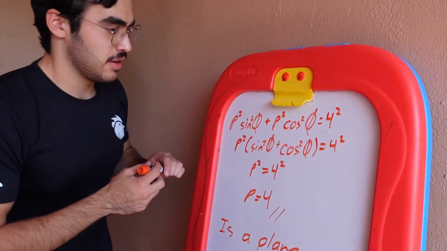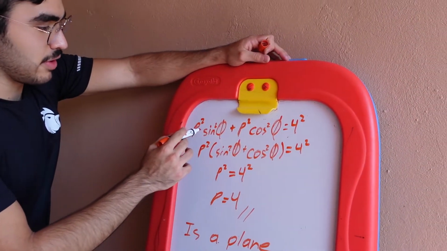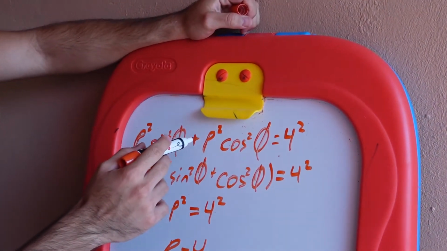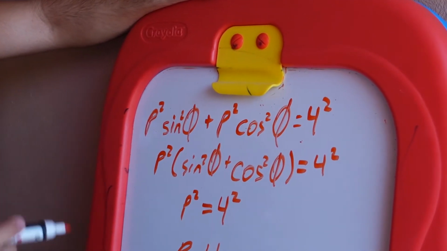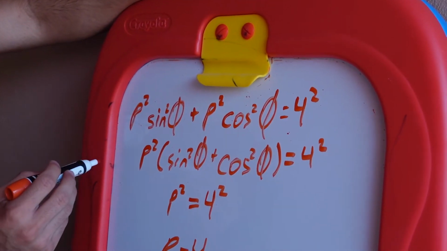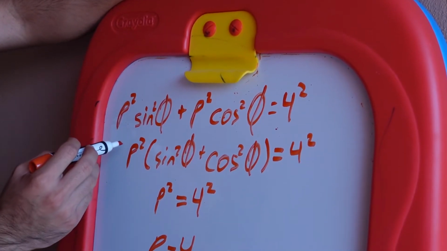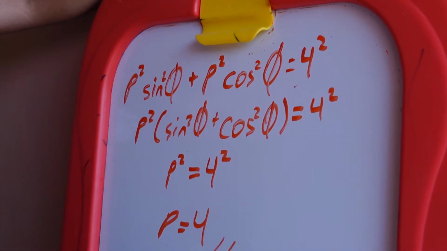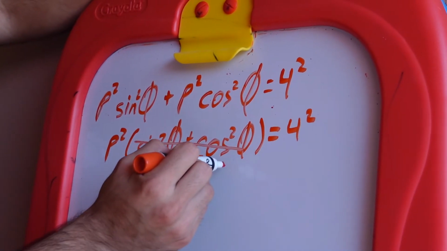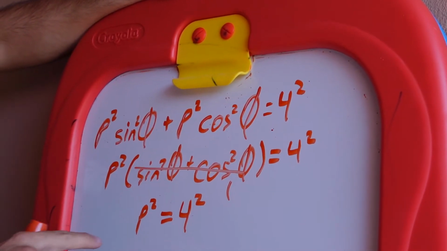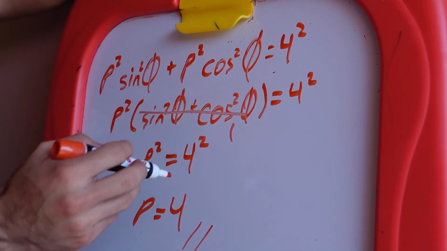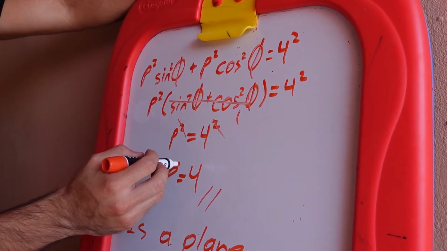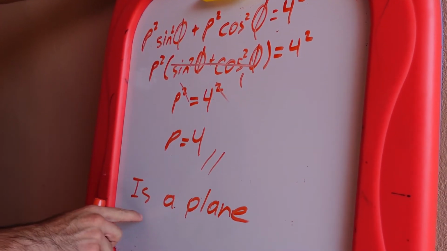So after doing that, we are just left with rho squared sine squared phi plus rho squared cosine squared phi equal 4 squared. So just as before, we factor out rho squared and leave this identity, sine squared plus cosine squared. This turns into 1, leaving us with rho squared equal to 4 squared. So we just take care of the squares and are left with rho equal to 4. And this means that it's a sphere.